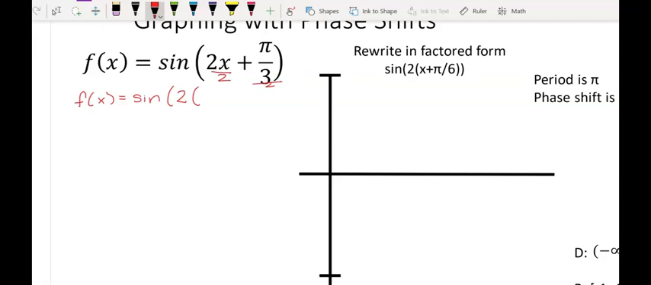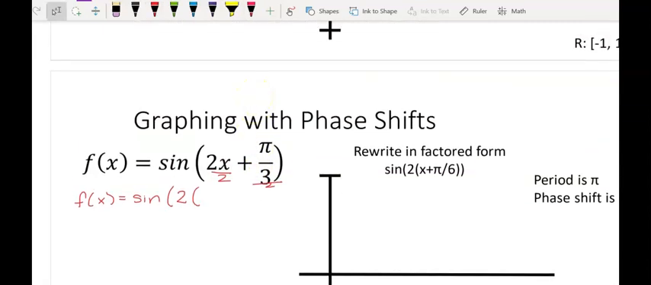So I've got to figure out what is pi over 3 divided by 2. So let's look at that. If I do pi over 3 divided by 2, remember I've got a fraction divided by another number. So I'm going to do keep, change, flip. So I've got pi over 3 times 1/2. And that's going to get me pi over 6. So what I'm going to have here instead of pi over 3 is x plus pi over 6. So this is how my equation is going to look now.